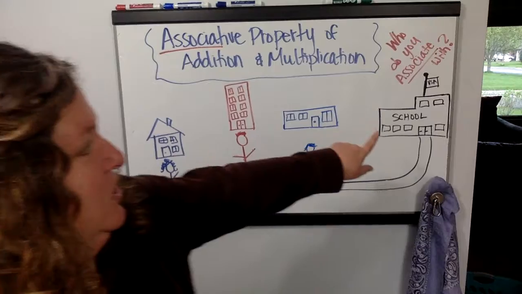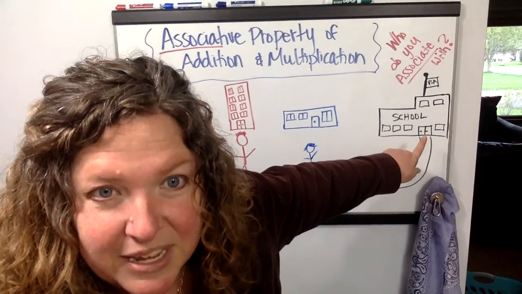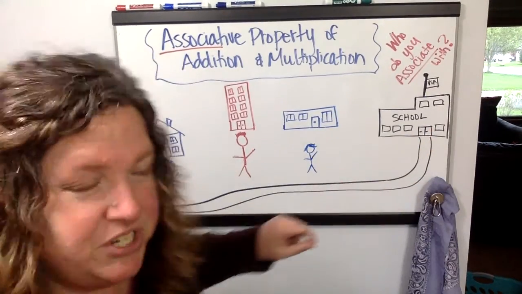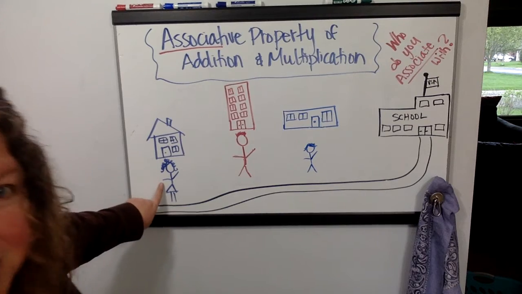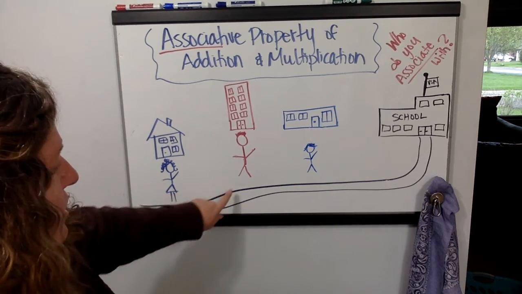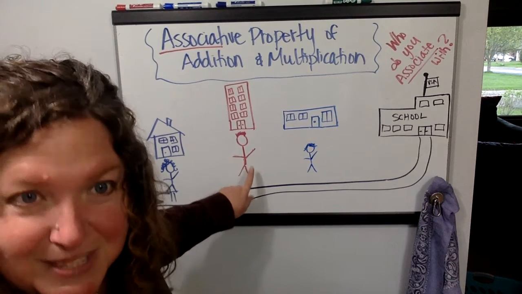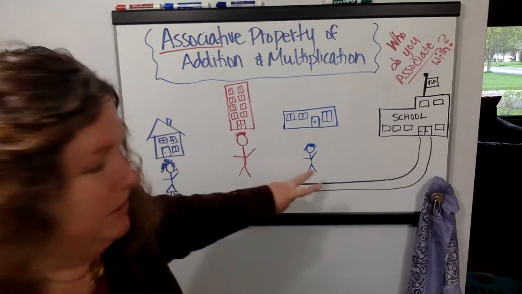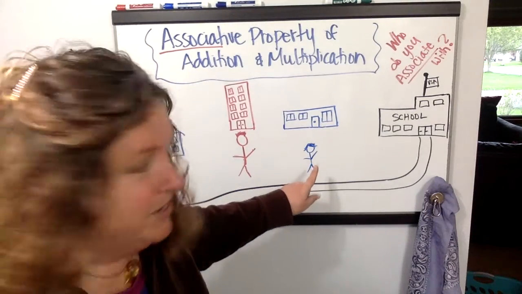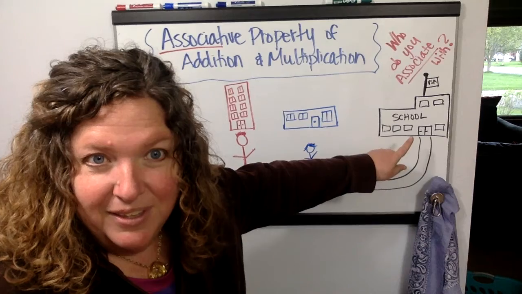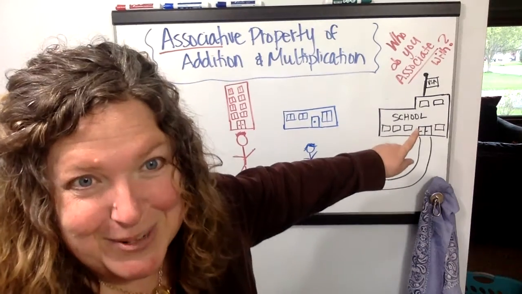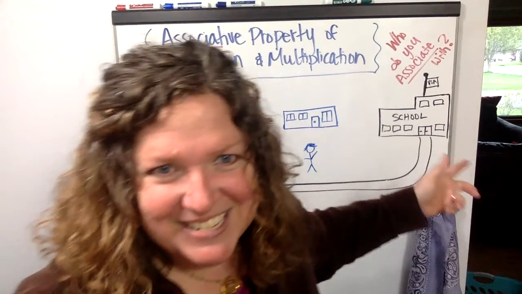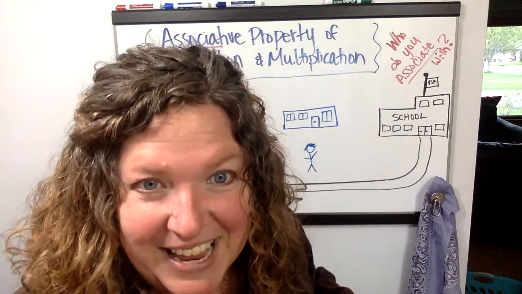So here we have three friends. These three friends all want to go and walk to school together. So the question is, if this one walks along and then meets up with this one, and then the two of them walk along and pick up the third, who gets to school? Well, I hope you're saying all of them. They all get to school. You're right. That's exactly right.